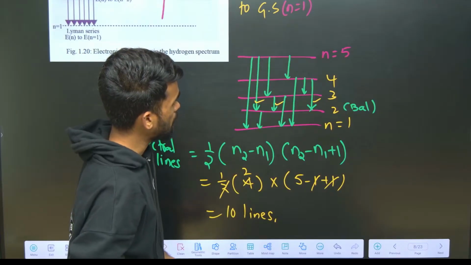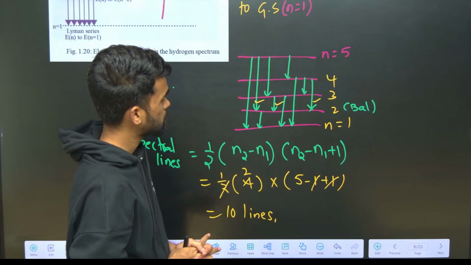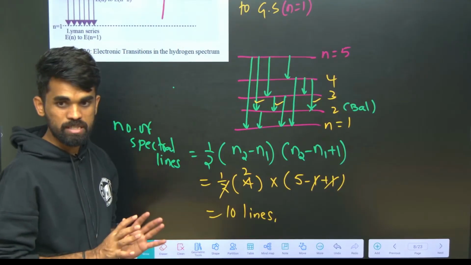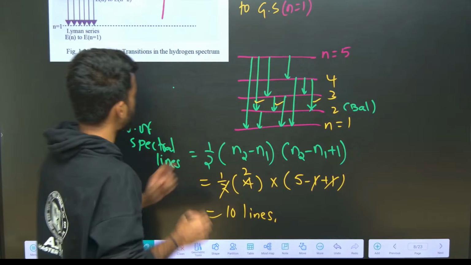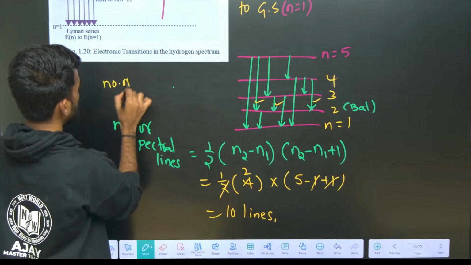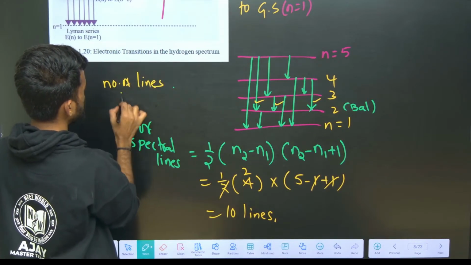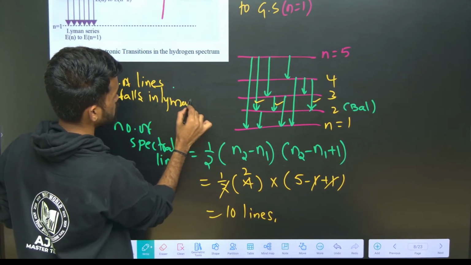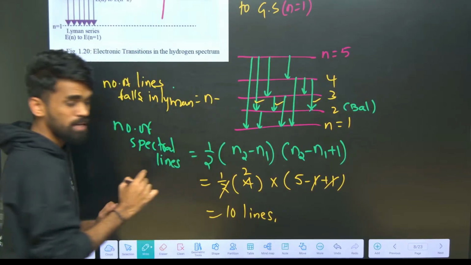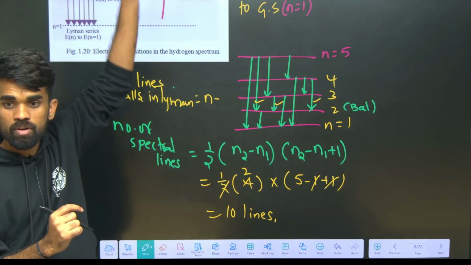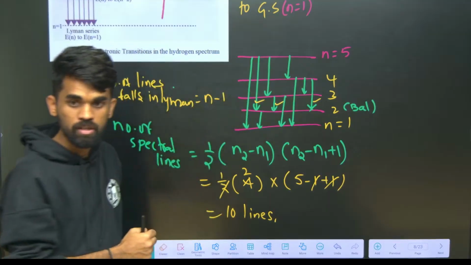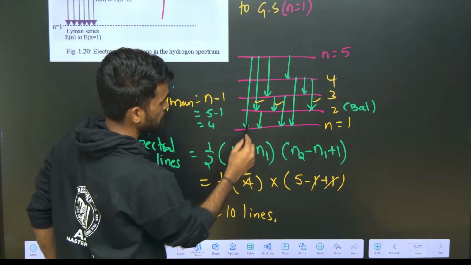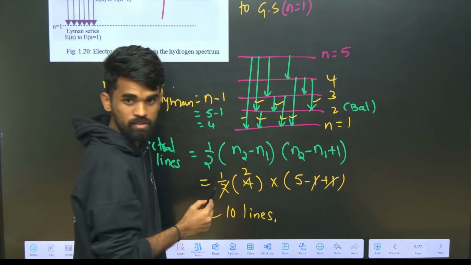Now how many lines fall in the Lyman series? Here also I will give you one simple formula. Number of lines that fall in Lyman: Lyman means from any level to the first level, so you use n minus 1. How much? 5 minus 1, so it is 4. See, 1, 2, 3, 4 lines working.